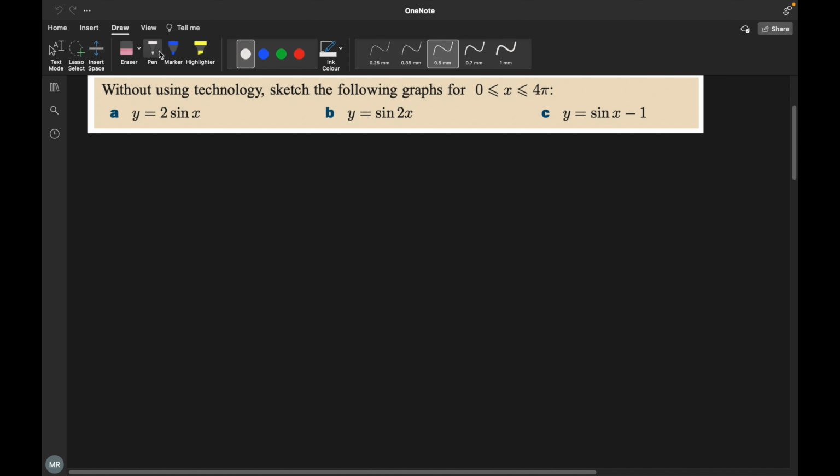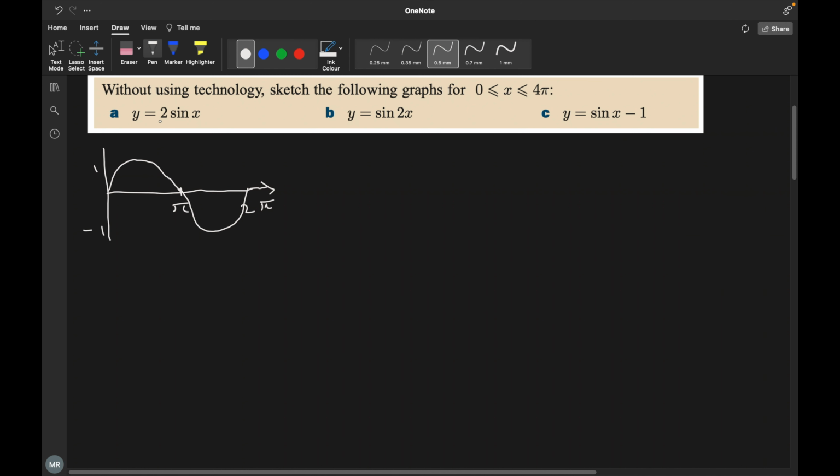We know that this is how the graph of sine x looks like. Let this be pi, 2 pi, 1, minus 1. This is how it looks like. My bad, 1 second. Doesn't look like that. It looks something like this. It's not perfect, but it's fine. This is how the graph of sine x looks like.